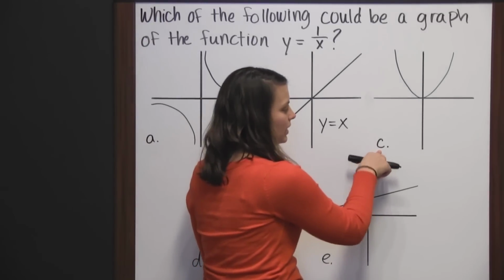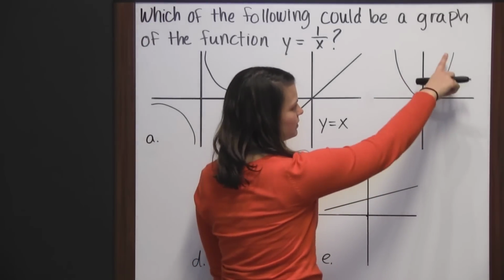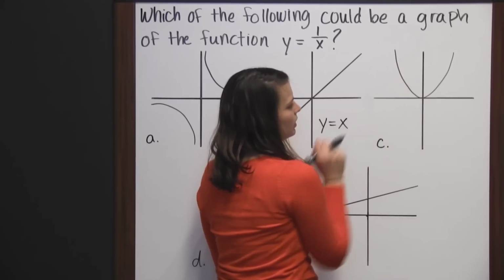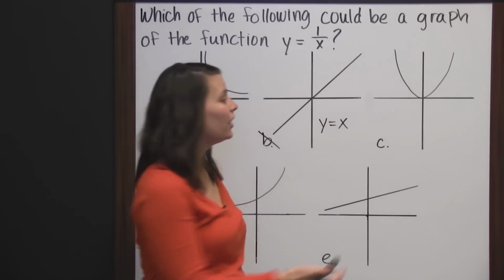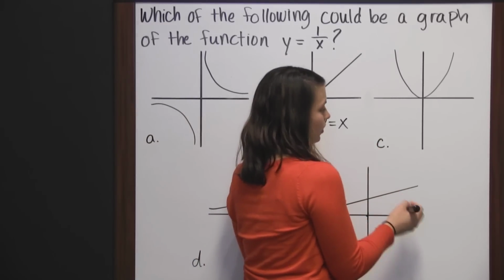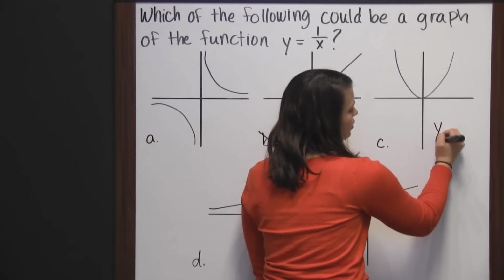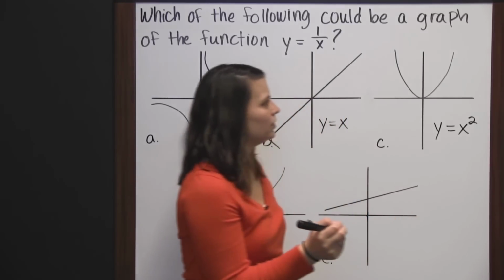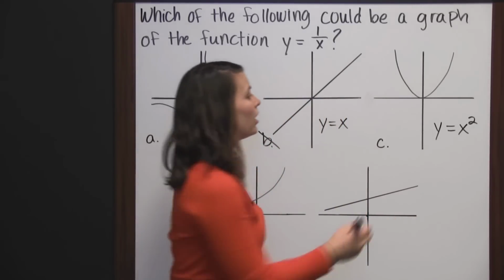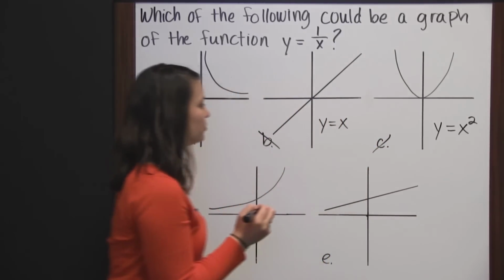C is a quadratic function graph. This parabola is graphed from a quadratic function. And this also looks like the parent form. The parent form of a quadratic function is y equals x squared. So this would also not be the graph of a rational function.